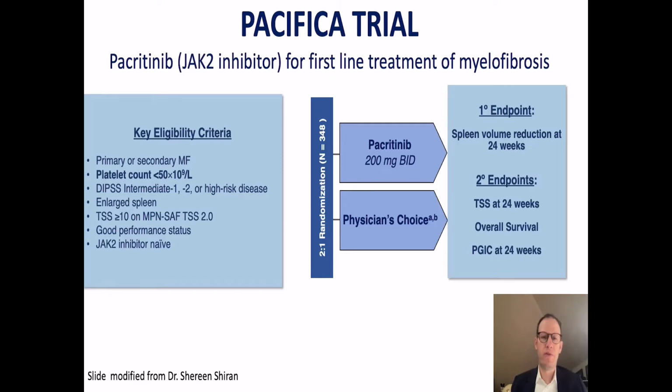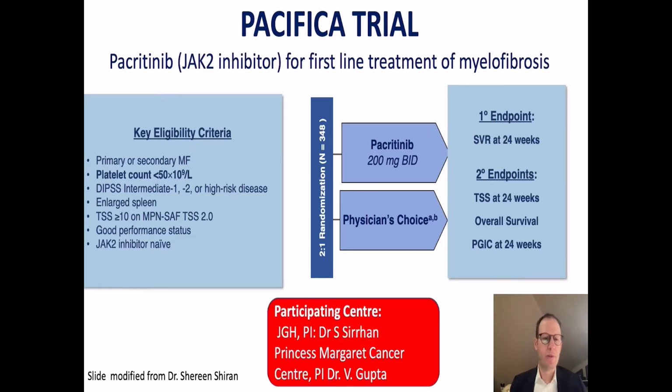Patients either receive pacritinib, which is a pill, versus physician's choice, and the primary endpoint is spleen size reduction, and then there are a number of secondary endpoints that include symptoms and survival. So this trial is available both at the Jewish General Hospital and the Princess Margaret Hospital in Toronto.